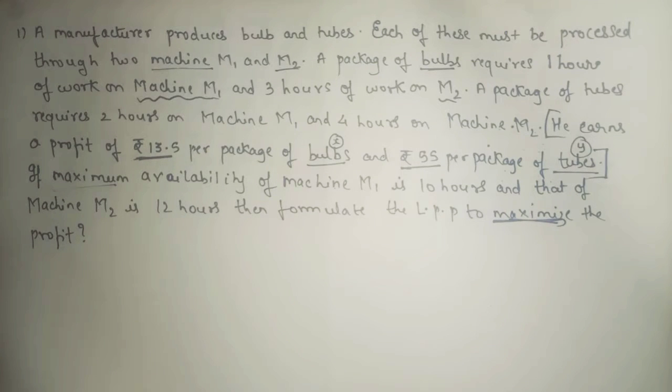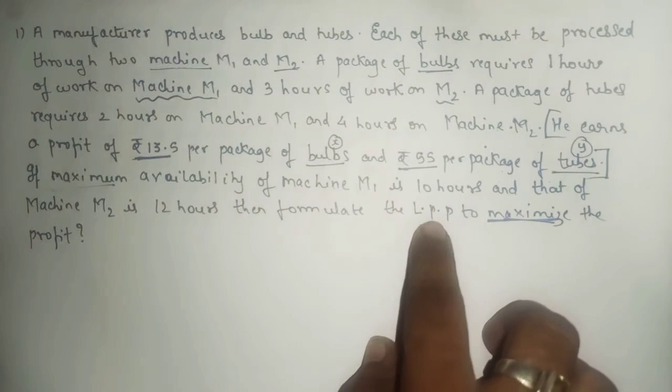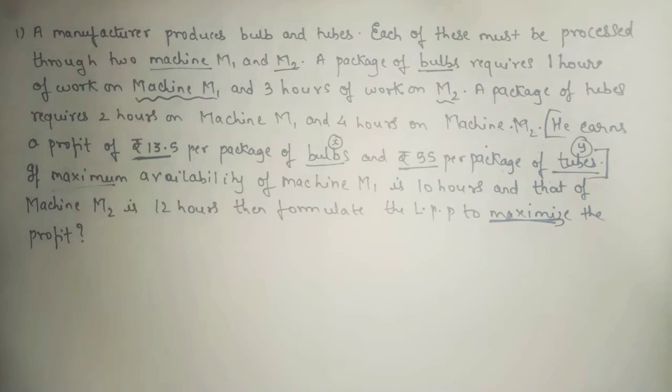Hello students, as in the last lecture we started with the type number 2, the sums based on how to formulate, how to frame the LPP. And in the last lecture we took two examples, and as I told you, the first exercise is based on framing or formulating the LPP, and the second exercise is based on the graphical method. So we took the graphical method as type number 1 and formulate as type number 2.